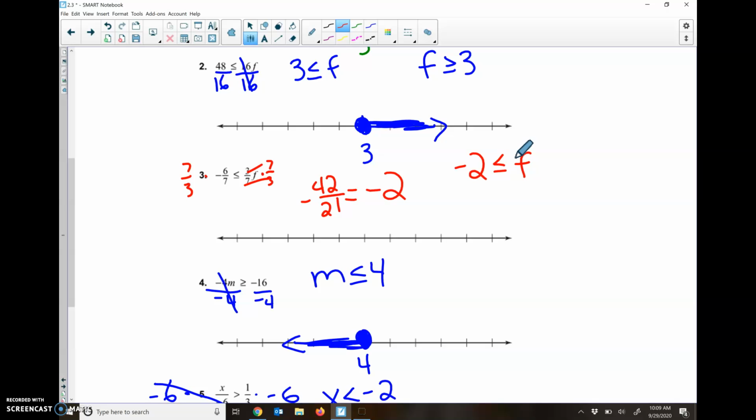I don't like it when the number's first, so I'm going to flop that around. So x is greater than or equal to negative 2. I'm going to put negative 2 on my number line here. I'm going to do a filled-in circle because it's equal to. The numbers greater than negative 2 go to the right, like negative 1, 0, 1, 2, 3, 4, 5.